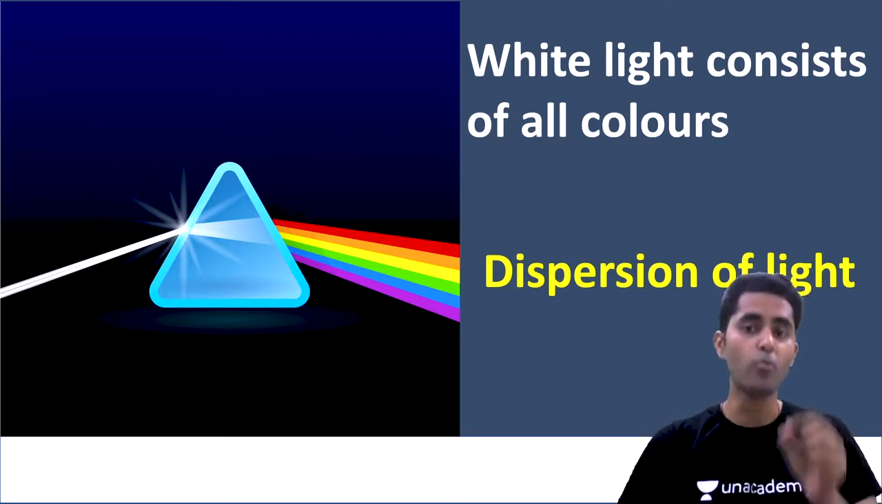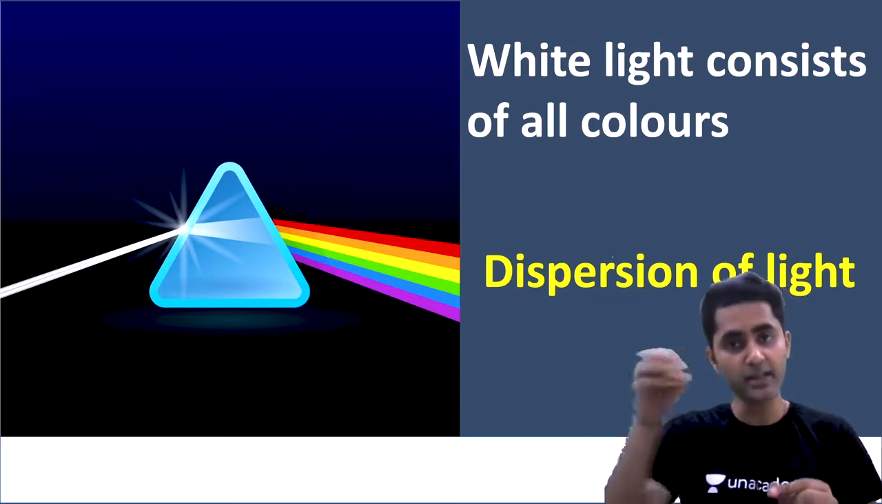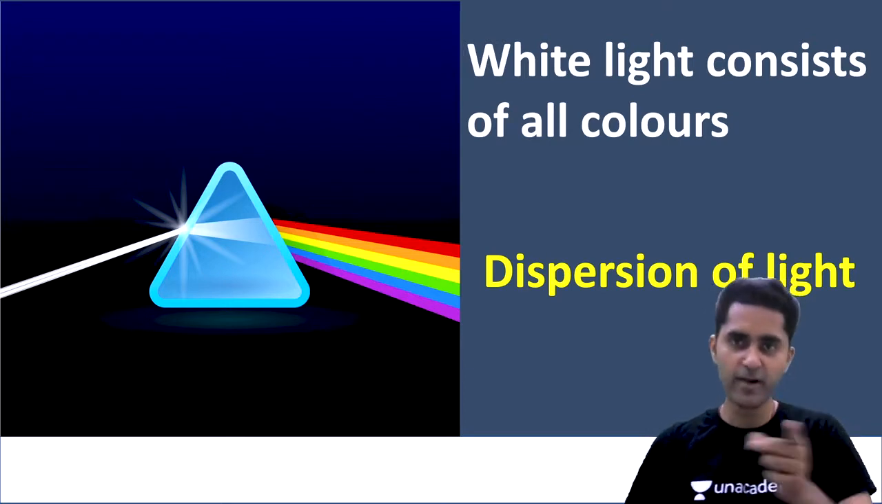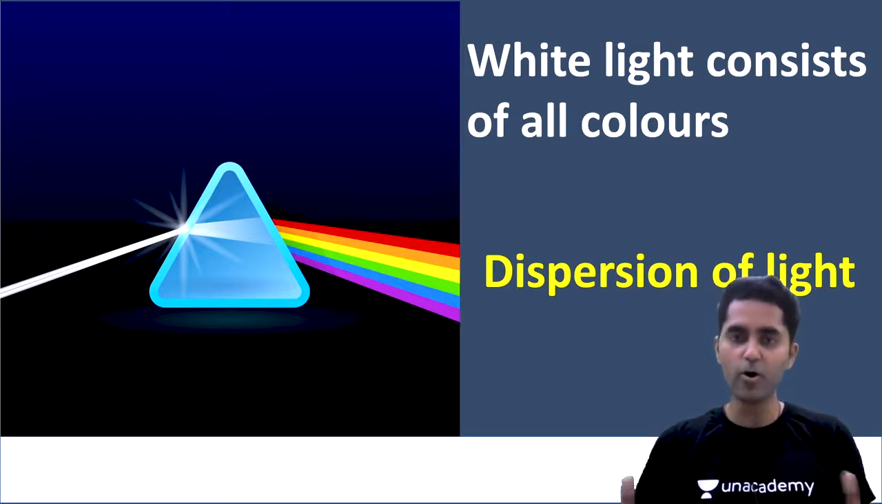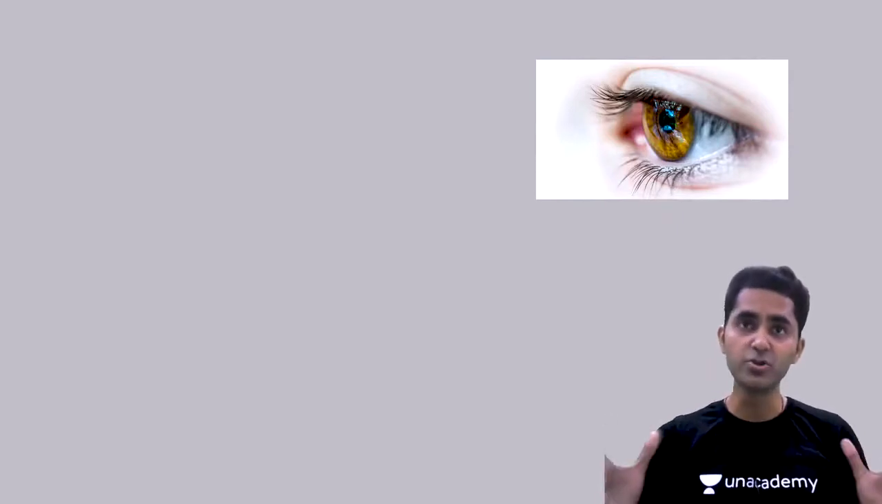This shows that white color of light has all the colors of light in it. You pass a white light through a prism, you get all the colors from the other side. That means if you combine all the colors of light, you get white light. Now let's see how we see the colors of the objects.